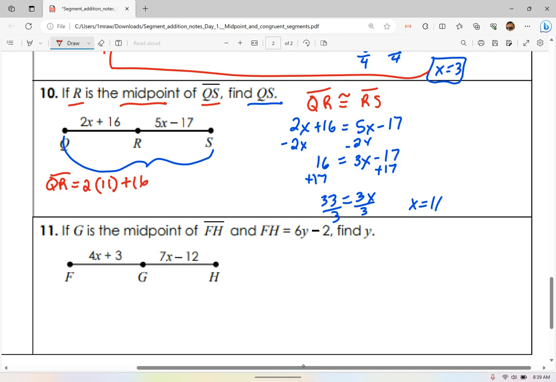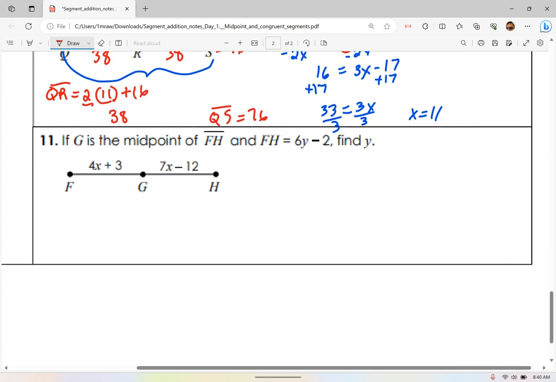So 2 times 11 is 22. 22 plus 16 is 38. Well, if this piece is 38 and they're equal to each other, that means that this is also 38. And 38 plus 38 gives me 76. Okay? Check my math on that, but I'm pretty sure I'm right. So the whole thing, QS, is equal to 76 because they have to be equal to each other. Now you can double check, make sure you plug the 11 in here and see if it works. Should. Okay. So there's those types of questions.